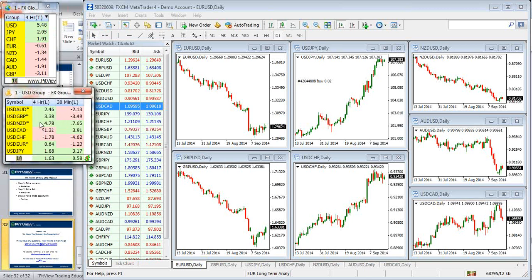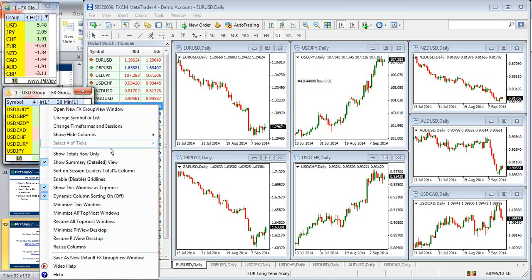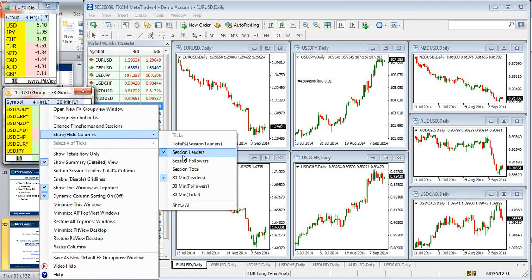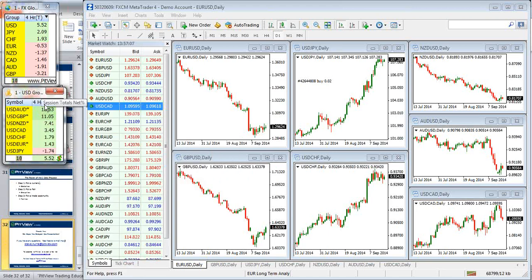Now, GroupView, I'll do the same thing. I don't like to have a lot of noise on my screen. When I go to show and hide columns, all you do is right-click. I just want to look at the session totals. I just want to look at the total section. I don't want to look at anything else. So when I look at the GroupView, it's showing the dollar is most strongly bid against the Aussie, strongly bid against the pound, New Zealand. So this will rank all my symbols from strongest to weakest here.